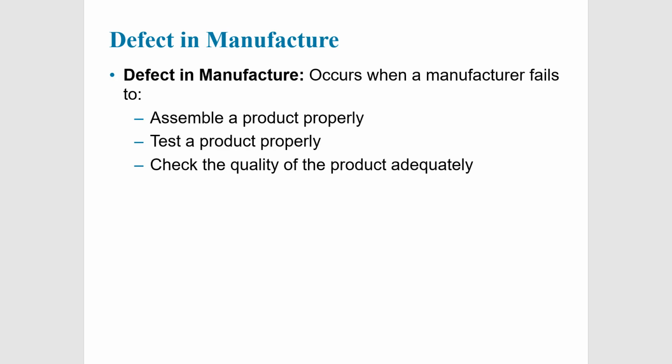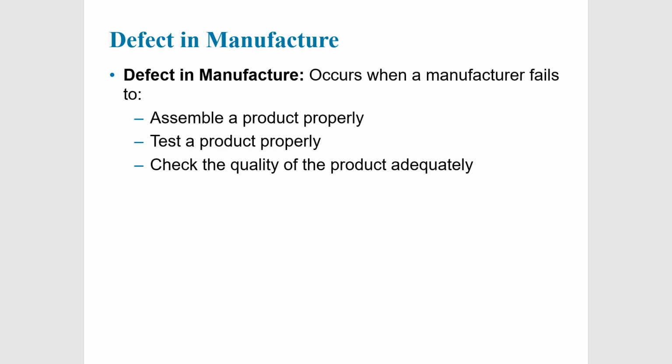A defect in manufacture happens when a manufacturer fails to do several things, or one of several things. They could fail to assemble a product properly, they could fail to test a product properly, or they could fail to check the quality of a product adequately. So this would be true in both negligence or strict liability lawsuits.